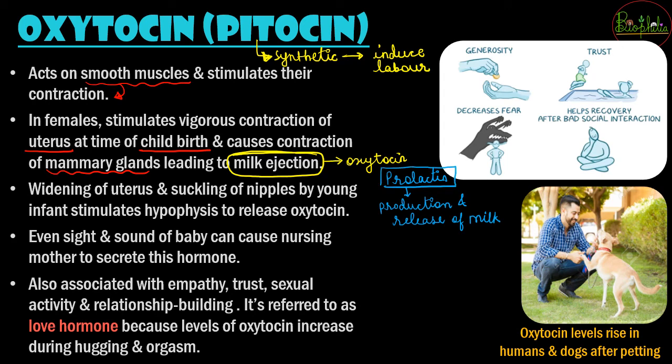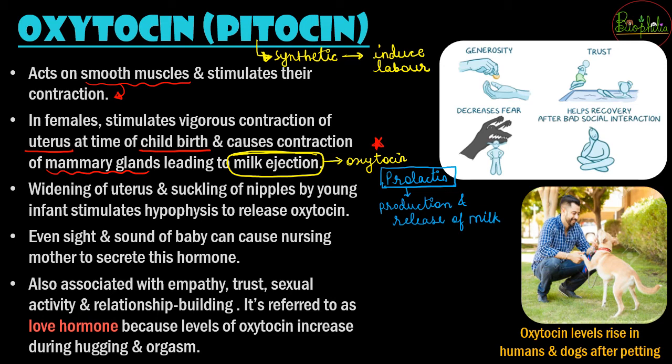Whereas milk ejection का काम कौन करेगा? Milk ejection का काम होगा of oxytocin. So you should not get confused between oxytocin and prolactin, because most of the time, since it is related to milk, people get confused between whether it was milk production for oxytocin or it was milk ejection. So now, as you know, you should not get confused about it anymore.